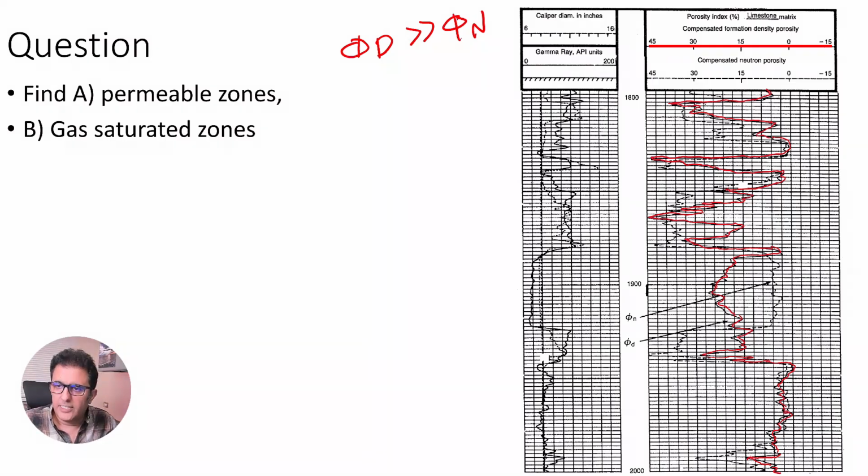Now let's look at this data. As you see, the red curve corresponds to density porosity, and the dashed curve corresponds to neutron porosity. Just look at the scale here: the right side is minus 15, and the left side is 45. By comparing the data, first look at, for example, gamma ray data to identify permeable zones. Within the permeable zones, identify gas saturated zones.